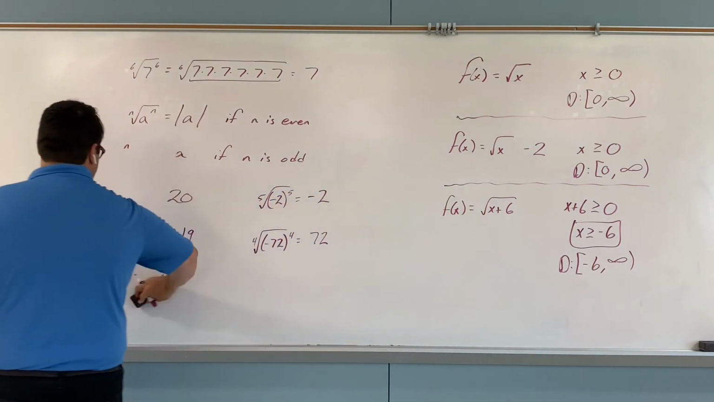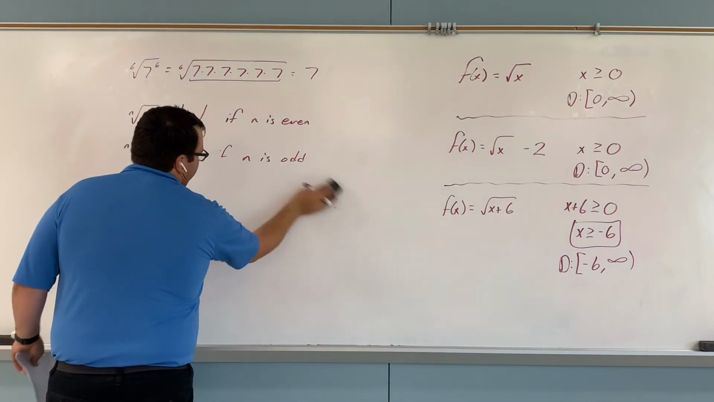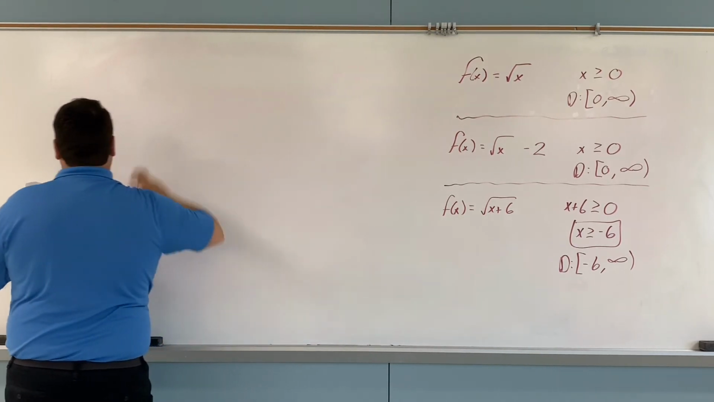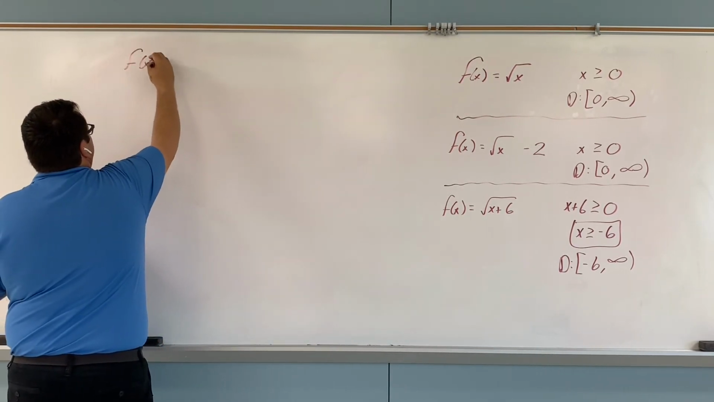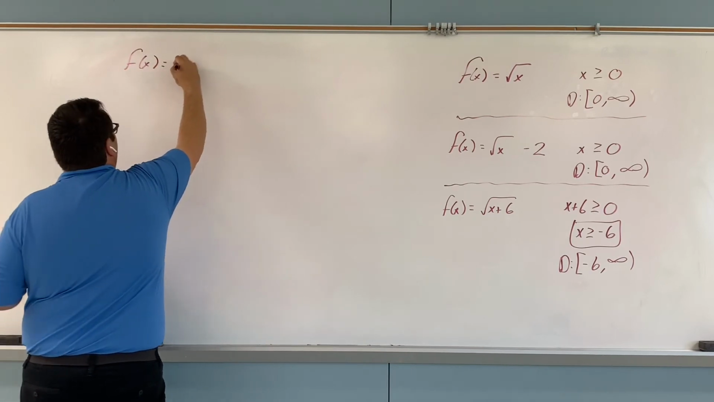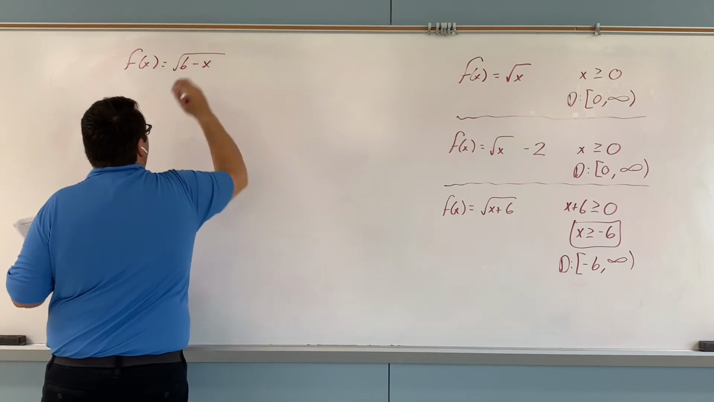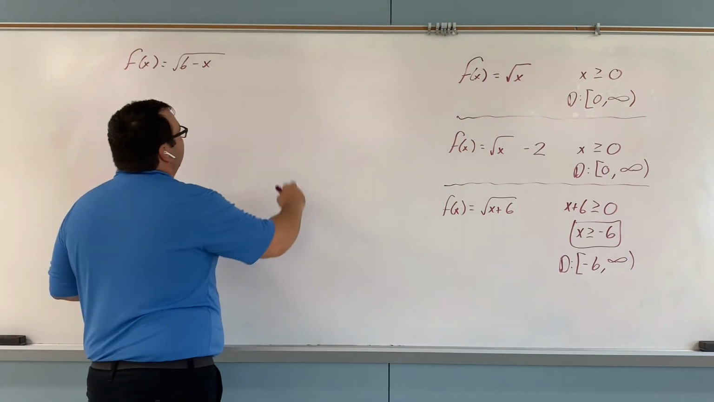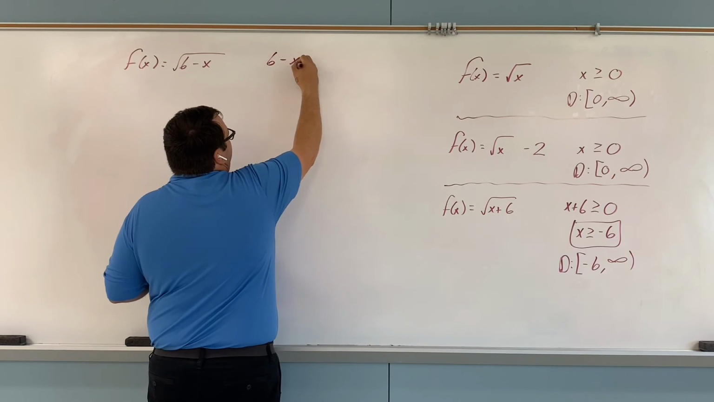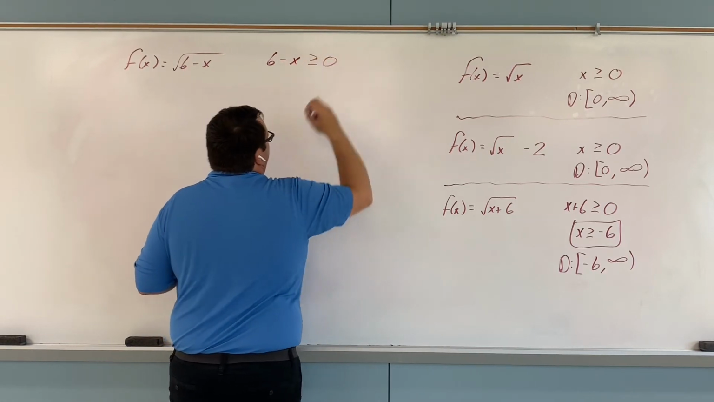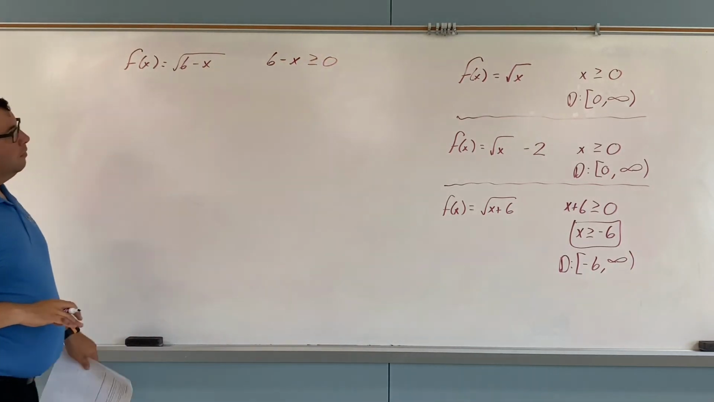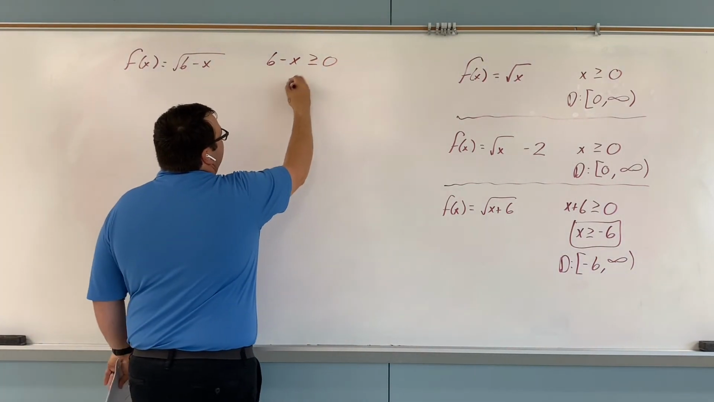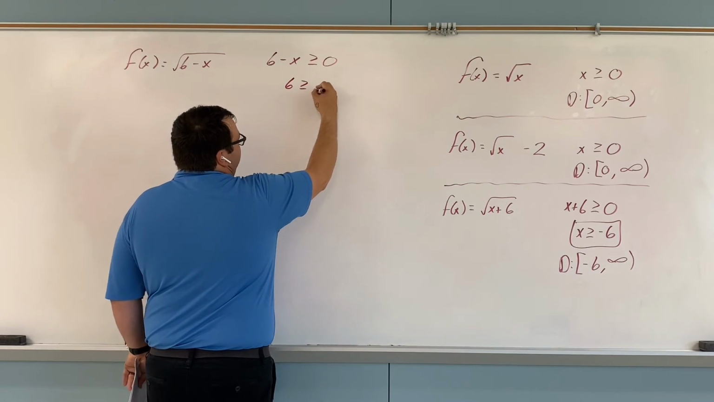Let's try another one and just see what we get. Let's say we have a function where it is the square root of 6 minus x. So the whole radicand is 6 minus x. We're going to take that and put it so that it is greater than or equal to 0. Solve this out. I'm just going to add my x over. This is 6 must be greater than or equal to x.